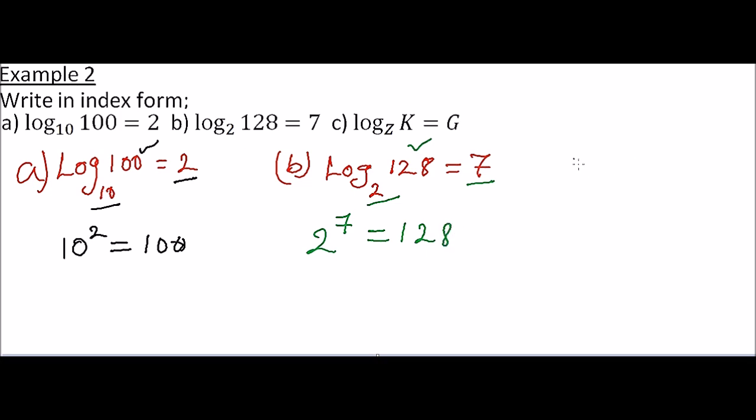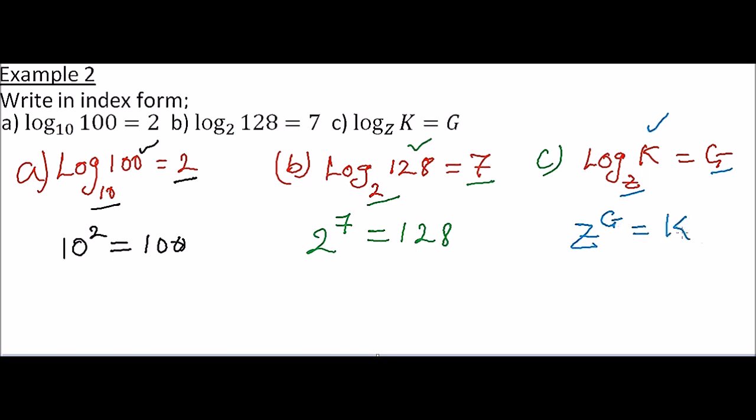And finally C, we are given log of k to base z is equal to g. So in this case, you say z to the power g is equal to k. So z to the power g is equal to k. So that is how you convert from logarithmic form to index form.